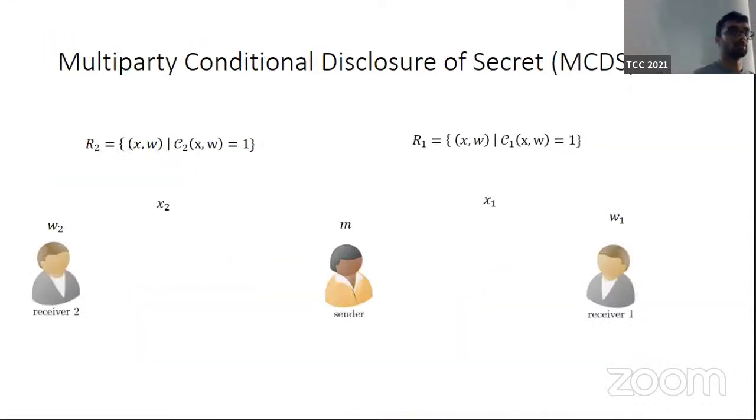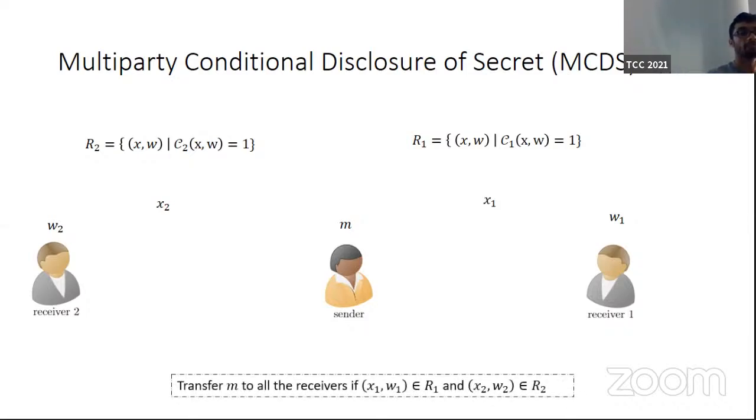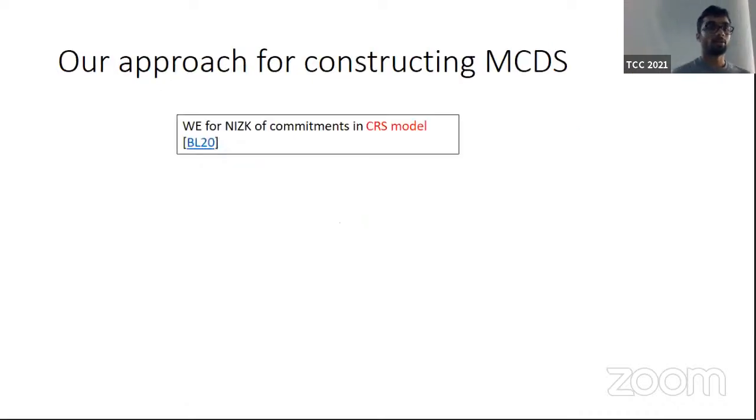So with that, we formalize the notion of a multi-party version of CDS, where we have a sender and multiple possible receivers, each with their instance witness pairs. And we want to achieve the functionality that the sender's secret message should be transferred to all receivers if all instance witness pairs were valid. So our approach for constructing this multi-party CDS is the following.